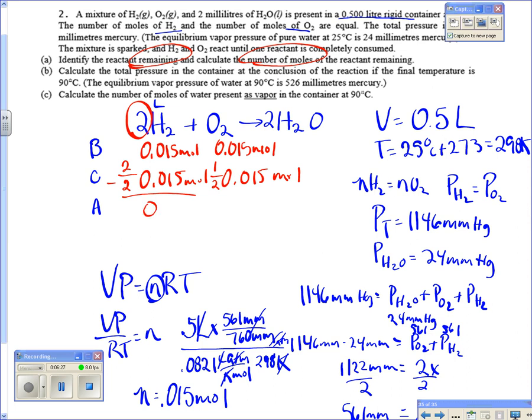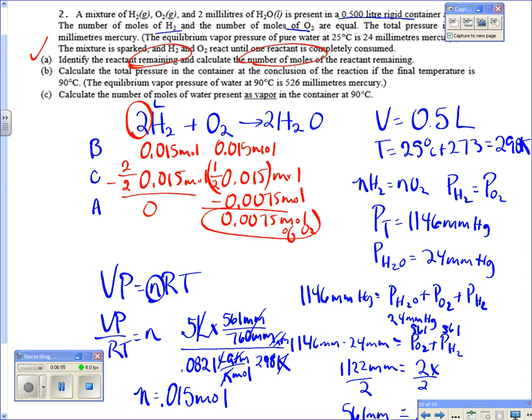But when I work this out, I get 0.0075 moles. So I subtract that from the 0.015. And obviously it's half of it, so it's the same answer. So there you go. That's my answer to A, 0.0075 moles of oxygen. So that's my answer to question A, check.